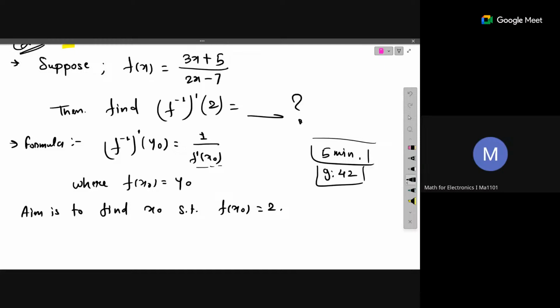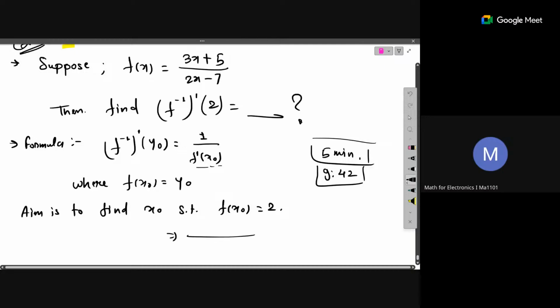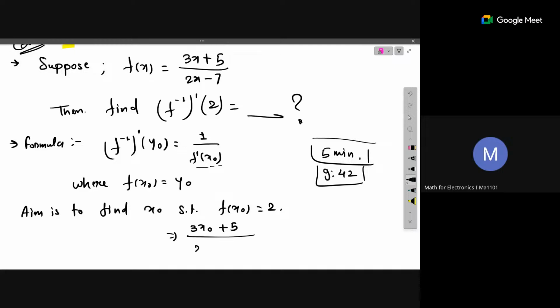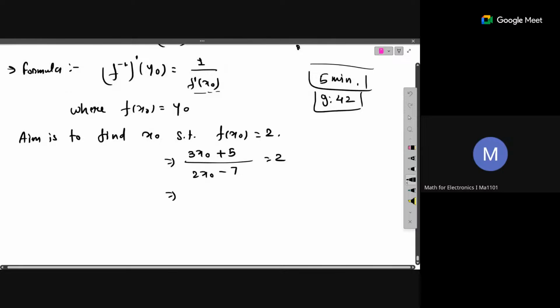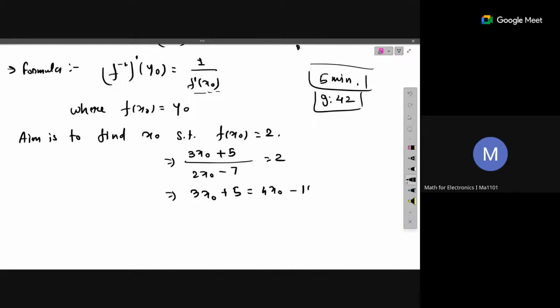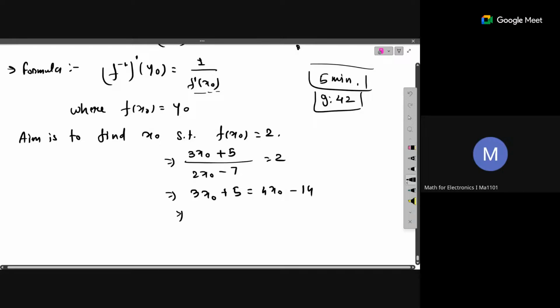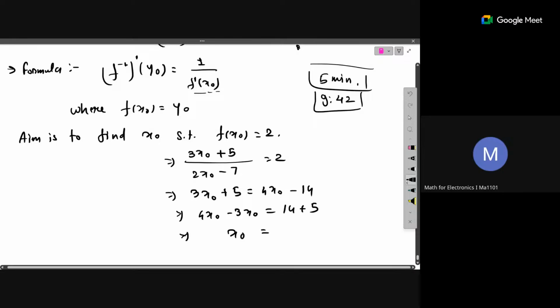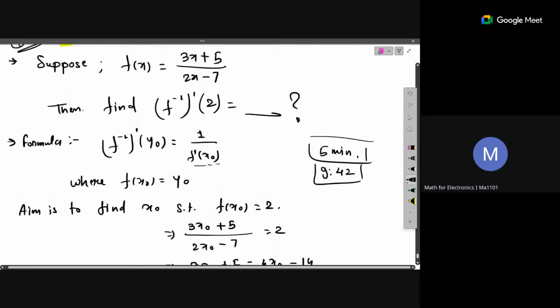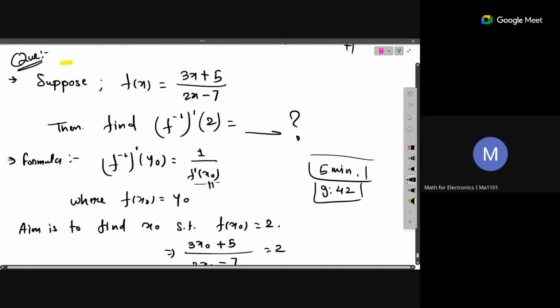Okay, so just substitute x naught in the expression. We'll get (3x naught plus 5) upon (2x naught minus 7) is equal to 2. So it simply says that 3x naught plus 5 is equal to 4x naught minus 14. And if we do a little calculation, we get 4x naught minus 3x naught is equal to 14 plus 5. It's simply that x naught is equal to 19. That means x naught is nothing but 19. So we get our x naught.